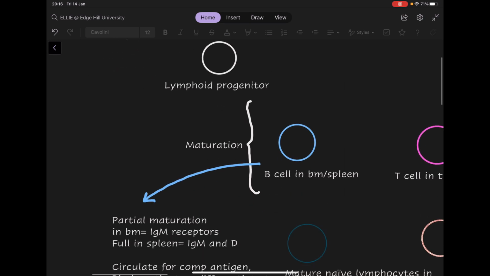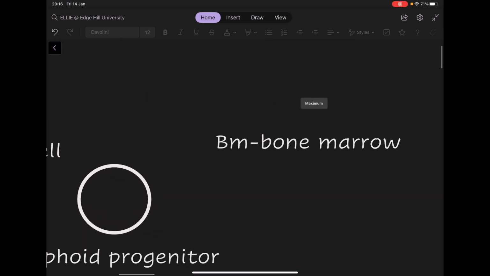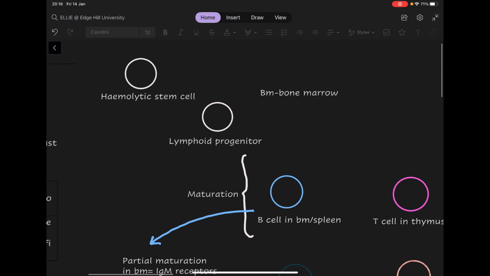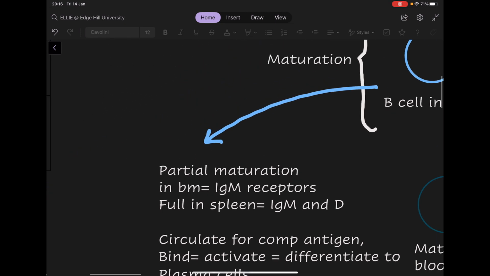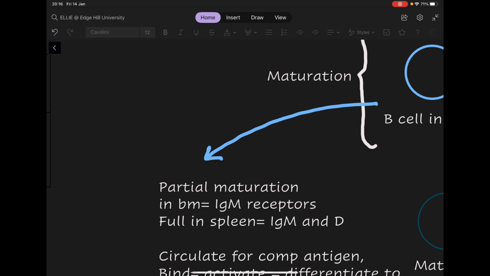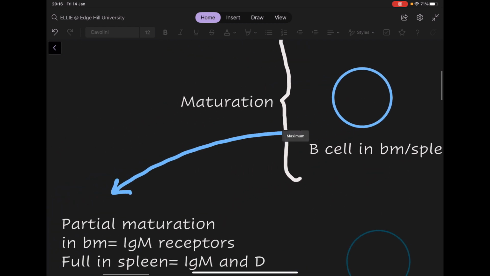A B cell matures partially in the bone marrow. To be clear, I do tend to shorten bone marrow to BM, so for further reference, if you see BM it means bone marrow. Partial maturation of B cells occurs in the bone marrow. This is when it expresses the first antibody, which is IgM. These are membrane-bound receptors on the B cell.